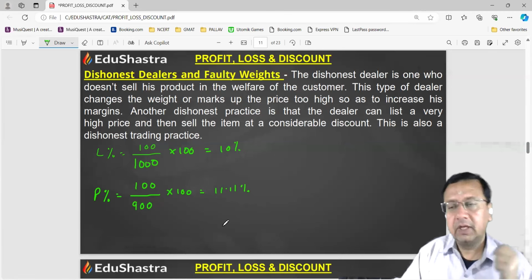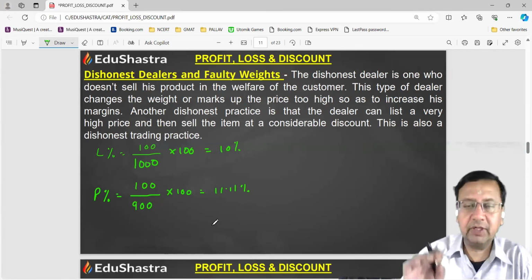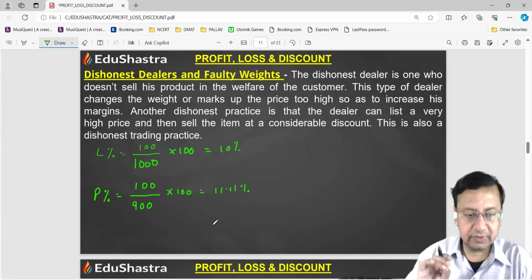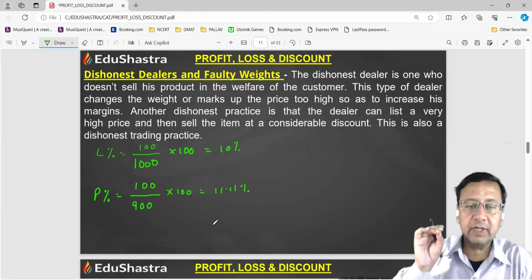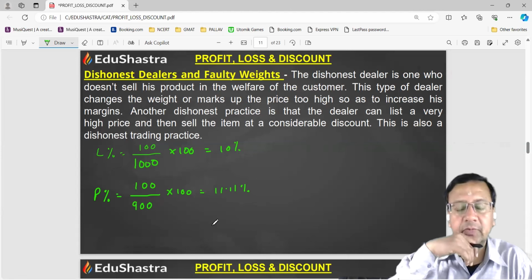11.11% of profit. So the shopkeeper is suffering a loss of 10% and the customer is having a profit of 11.11%. Right?